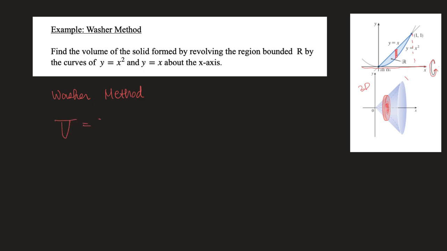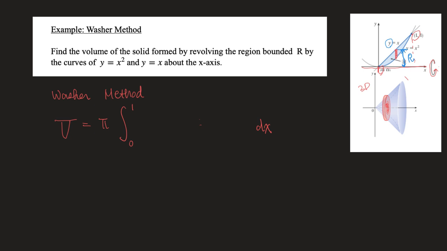This volume is going to be pi times the integral, and the thickness is dx, so you're going to have dx. You find the interval of x: here is 0, here is 1. So 0 and 1, that's what you write down for the washer method. Now, because you recognize a hole, first find the longer radius. The longer radius from here to here is R. Here to here is y, so y is the longer radius.